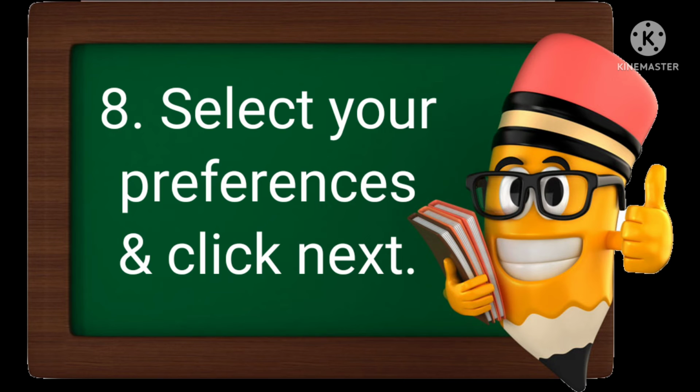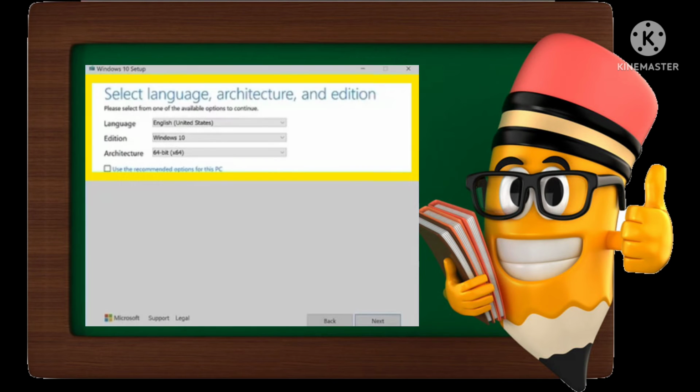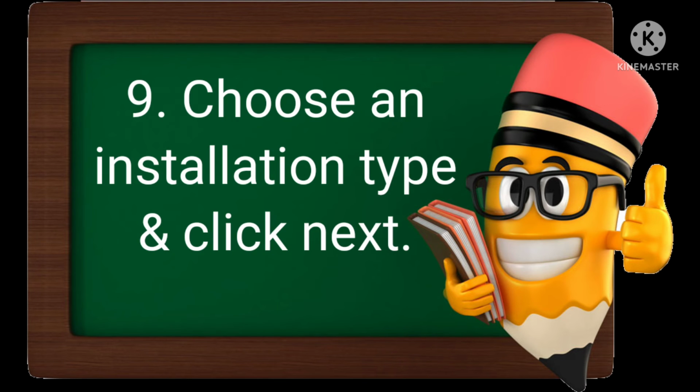If you're installing Windows on the current computer, you can keep the default options, and if you need to install on a different computer, make sure you choose the language and edition for which you have a license and select the architecture, 64-bit or 32-bit, that matches the computer you're going to install on. But if you're not sure about the architecture, you can choose both from the menu. Then choose an installation type and click Next.